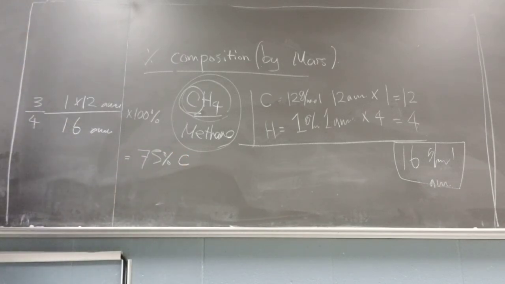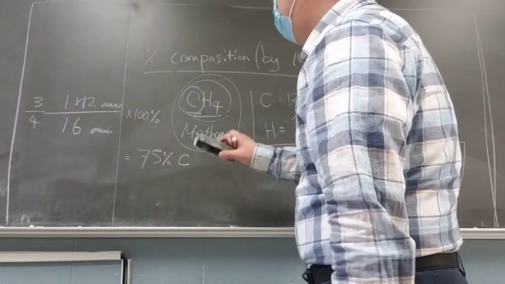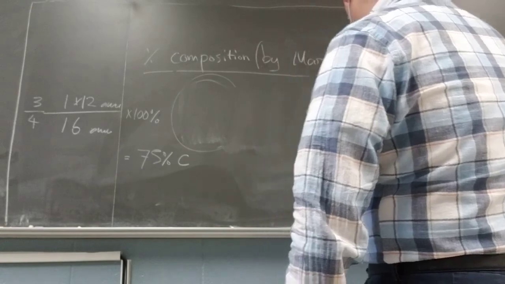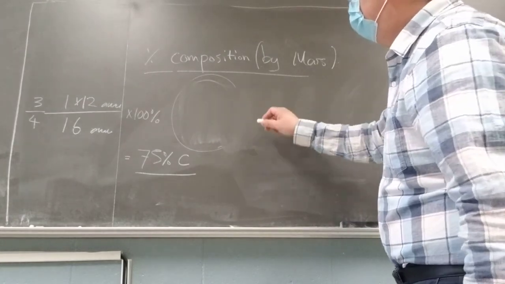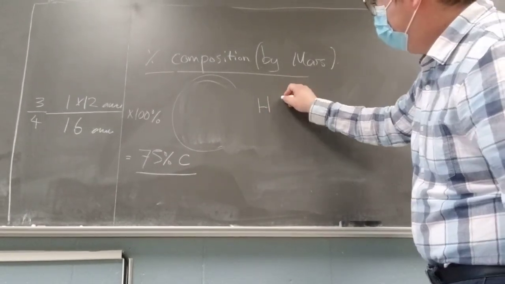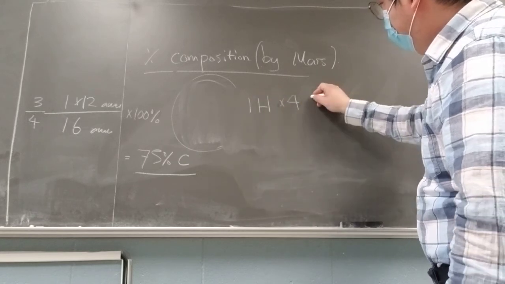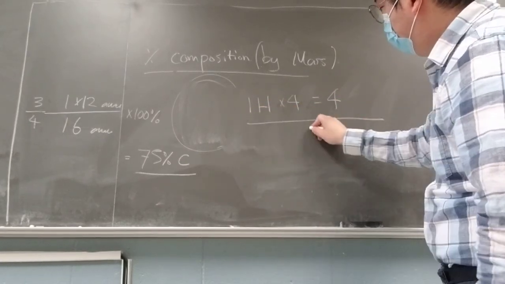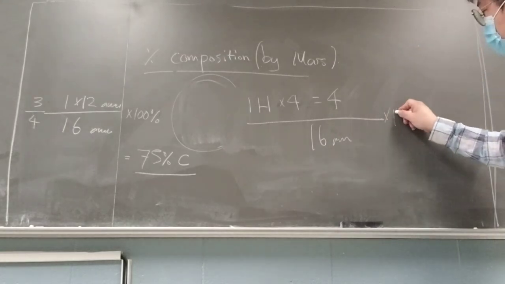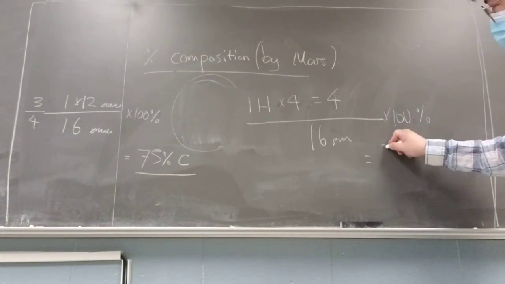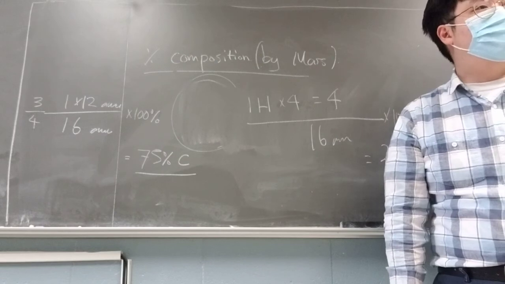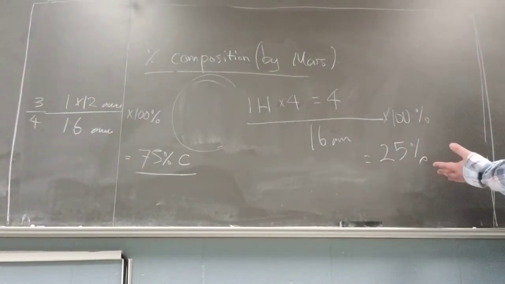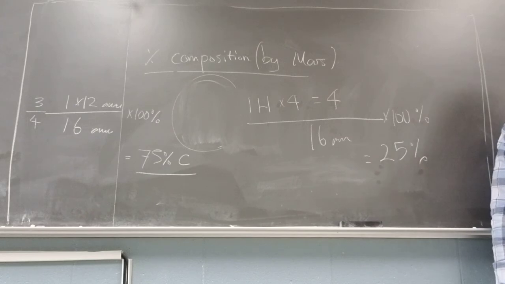So what if we do this for the hydrogen? So this is the carbon percent composition in methane. For hydrogen, we have 4, each about 1, so 4 over 16 times 100 percent as well. That will give you 25%. So you can say the carbon percent composition in methane is 75%, but for hydrogen it is 25% composition by mass. This is pretty much it.